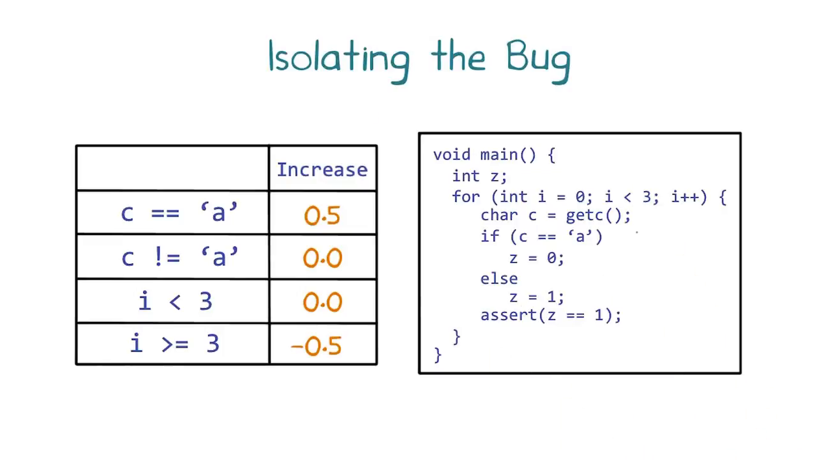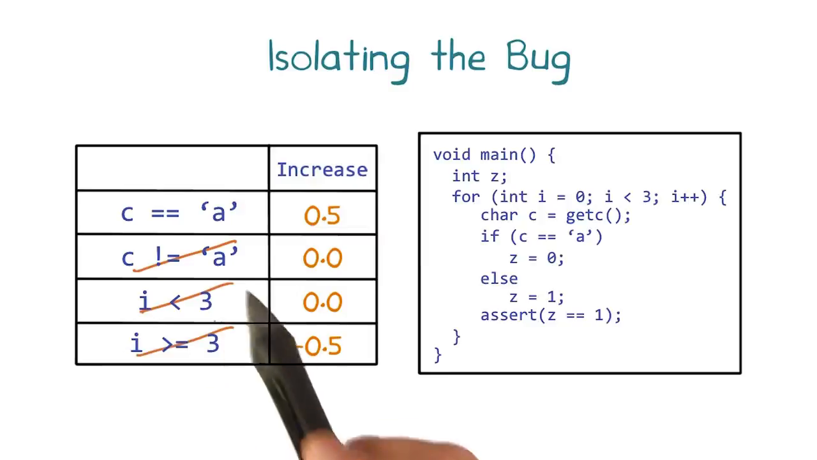In the first step, the algorithm discards predicates with increase scores less than or equal to 0. This amounts to discarding predicates C not equals A, I less than 3, and I greater than or equal to 3. Recall that these predicates indeed are not indicators of this program's failure. In the second step, the algorithm outputs the only remaining predicate C equals A, along with its increase score of 0.5. Notice that there is nothing to sort in this example, as only one predicate is retained after the first step. Let's look at a more realistic example next, where multiple predicates are retained.